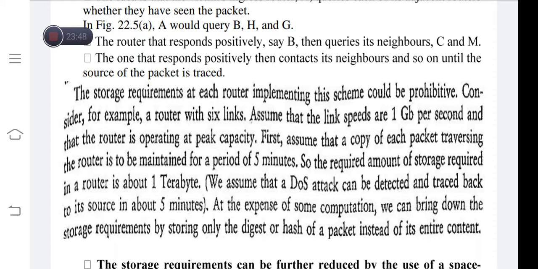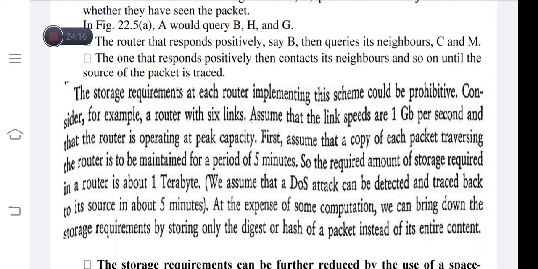Because each router is connected to various other neighbors, it has to accept all the packets from its neighbors and store information about all the packets which have arrived within the 5 minutes. At the expense of some computation, we can bring down the storage requirements by storing only the digest or hash of a packet instead of its entire content.